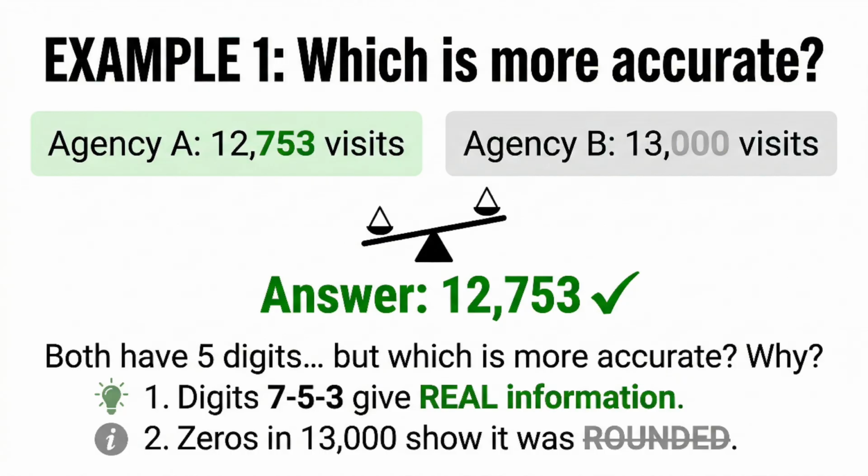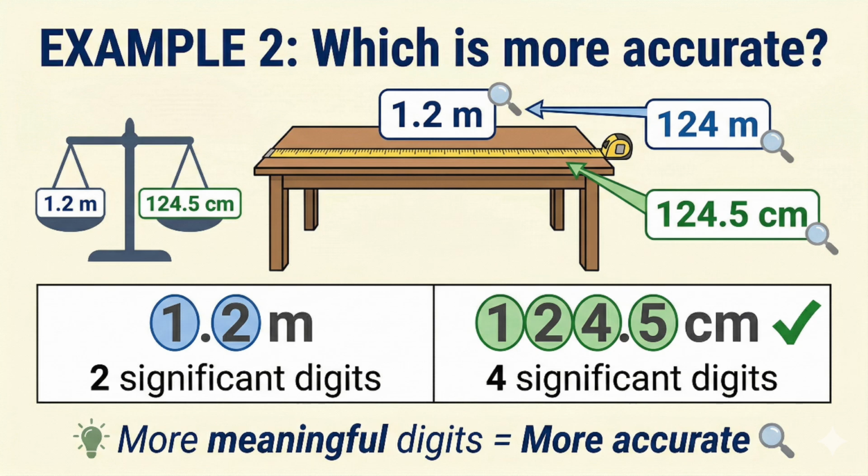Agency A says 12,753 visits. Agency B says 13,000 visits. Both numbers have 5 digits. So which is more accurate? It's 12,753. Why? Because those last 3 digits, 7, 5, 3, give us real specific information. The 13,000 has zeros because it was rounded. Those zeros don't tell us the actual count. So even though both have 5 digits, 12,753 is more accurate.